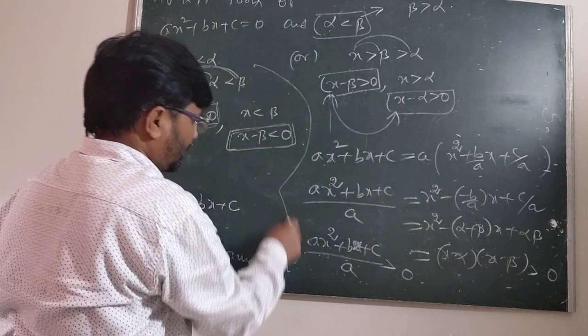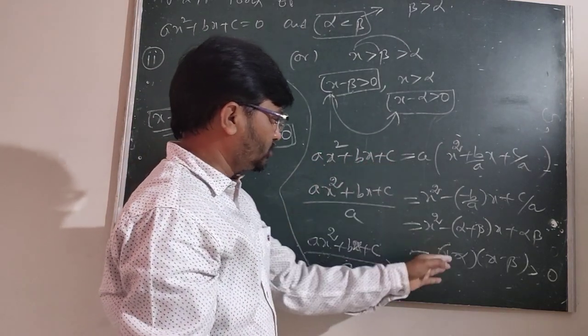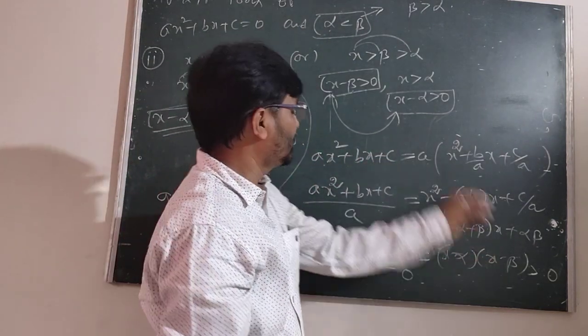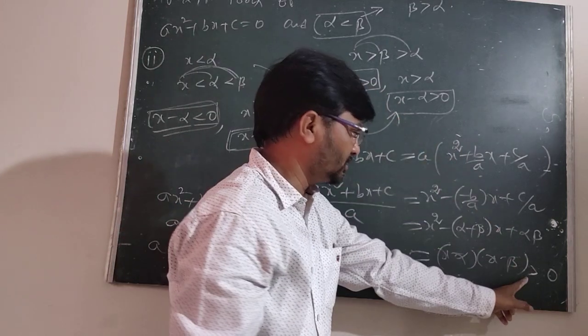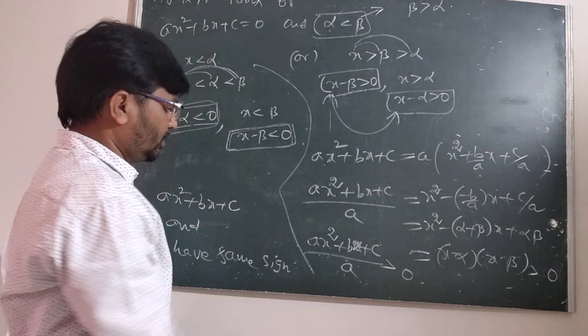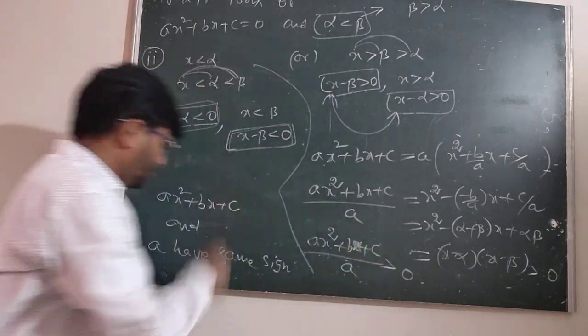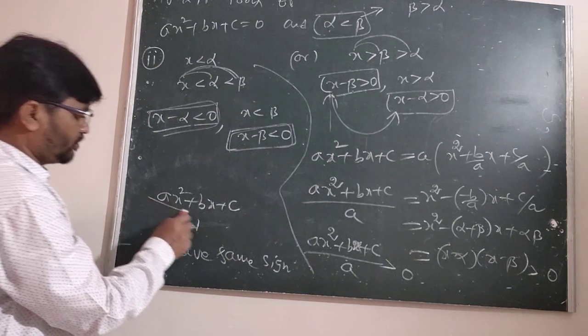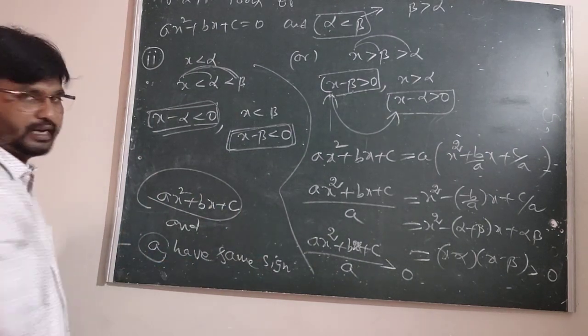Therefore, in this case, ax square plus bx plus c can be written as x minus alpha into x minus beta. Therefore, here this is plus, this is plus. Plus into plus is plus. Plus means greater than 0. Therefore, ax square plus bx plus c by a greater than 0. Therefore, now we can write ax square plus bx plus c and a have the same sign.